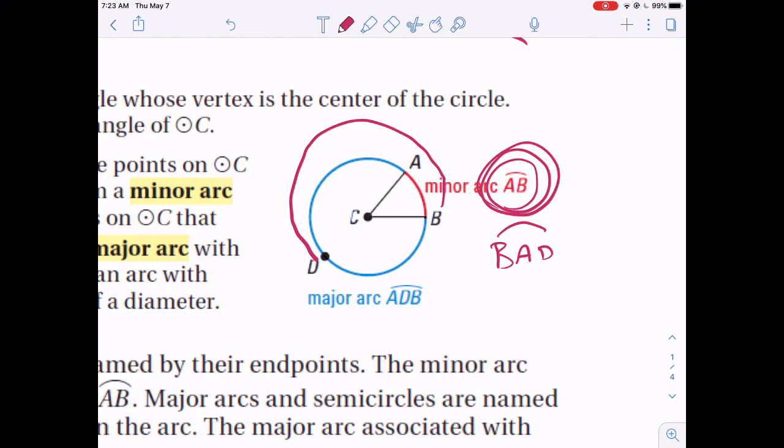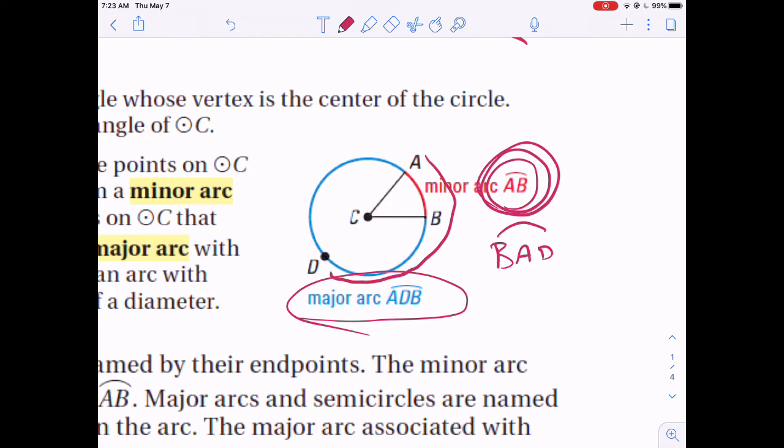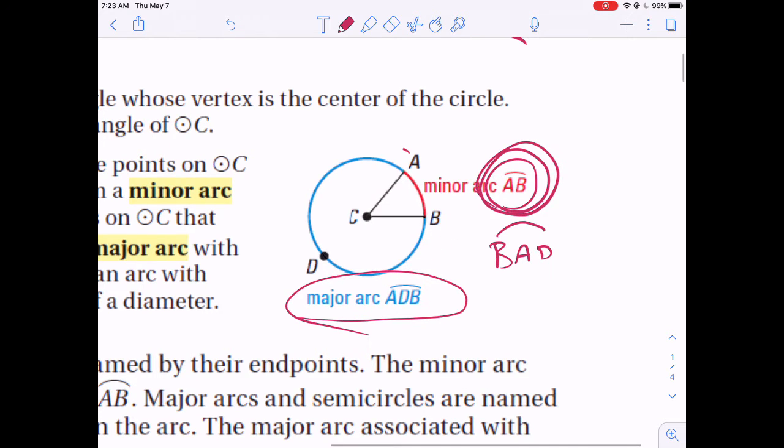And on this picture, they went ADB. So they went the other direction. So just so you see it, they went from A to D to B, all the way back around, almost full circle. But both of those, BAD and ADB, are more than 180 and are major arcs.